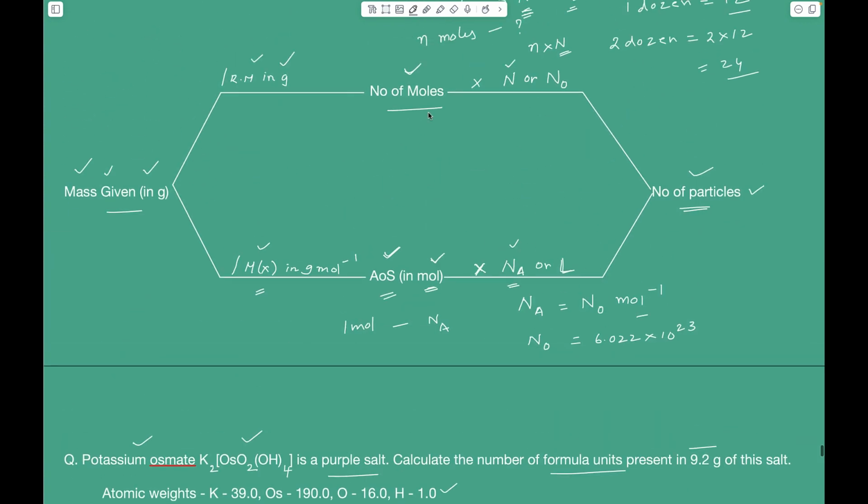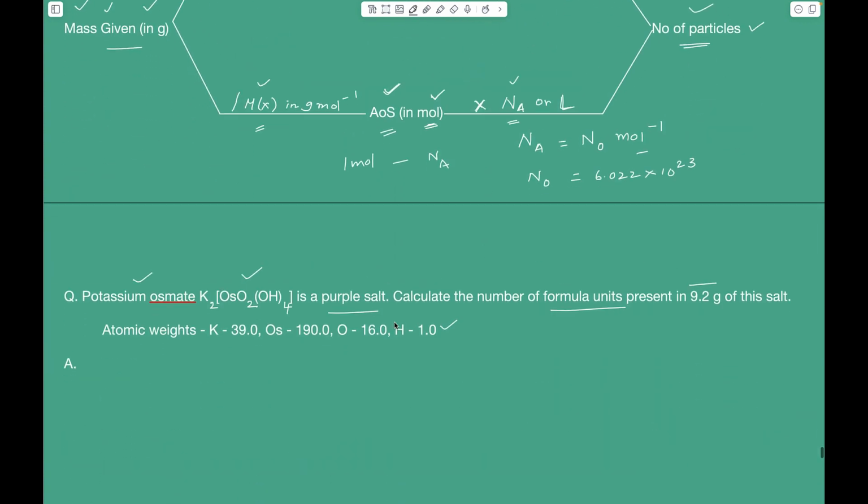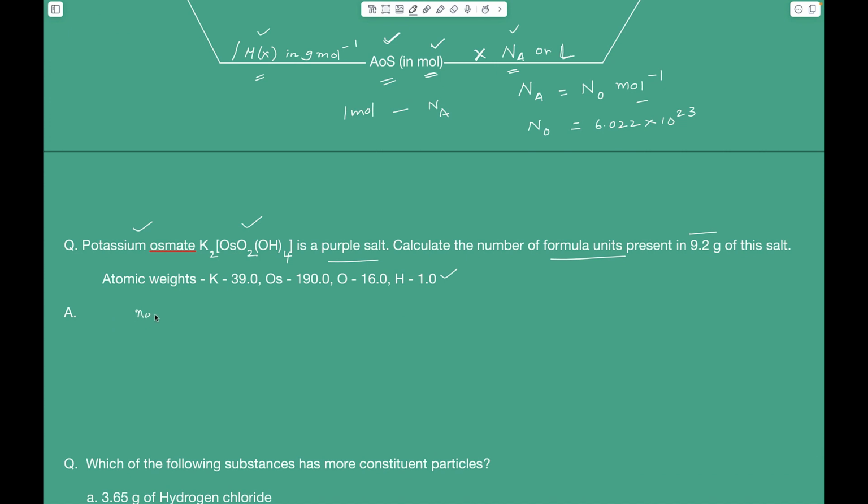But how do we get the number of moles in the first place? To get the number of moles, we have to divide the mass given in grams with the relative mass of the formula unit expressed in grams. Now the mass given in grams is 9.2. But how do you get the relative mass of this formula unit? You know how to do that.